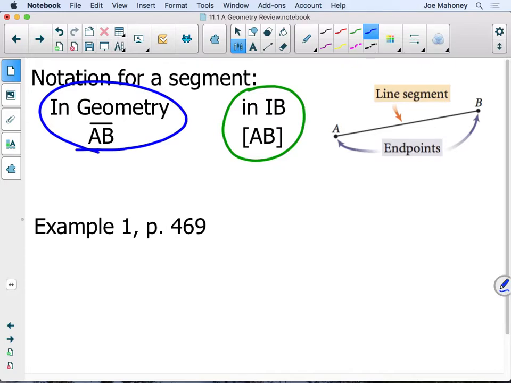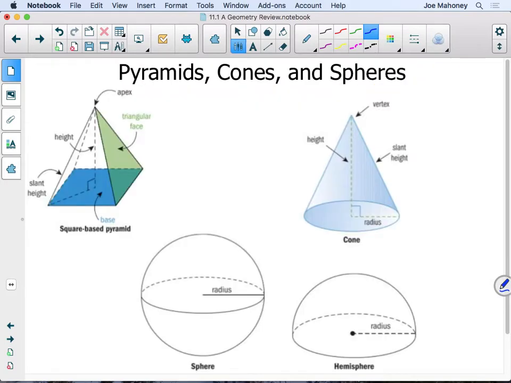So we're going to keep moving a little bit. Let's talk about some three-dimensional shapes like pyramids, cones, spheres, and hemispheres. Again, geometry review, you've seen a lot of these things. The one thing I do want to point out, in just some of the vocabulary of the pyramid and the cone, is that the height of the pyramid or the height of the cone is the distance from the vertex perpendicular to the base. When we say the height, we talk about that segment that I drew in red.